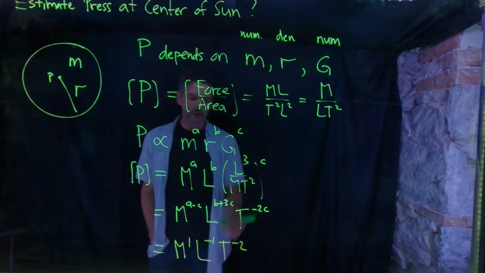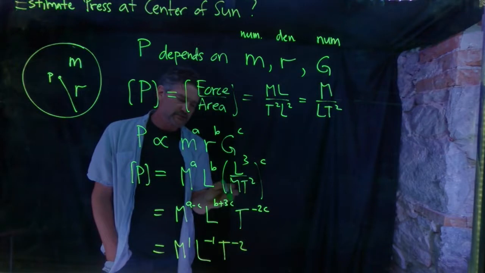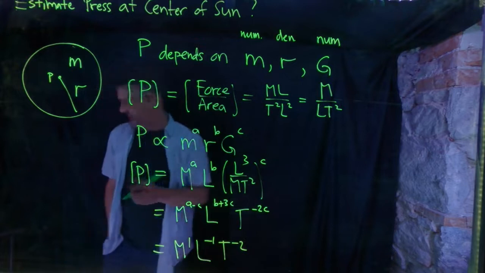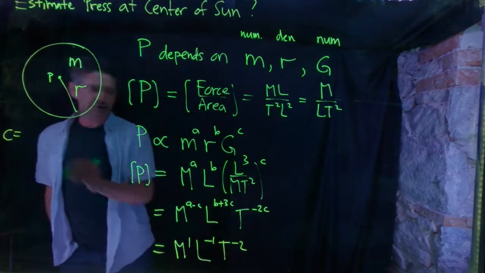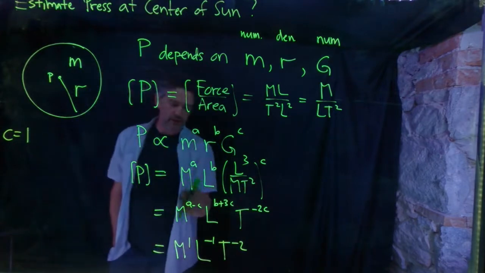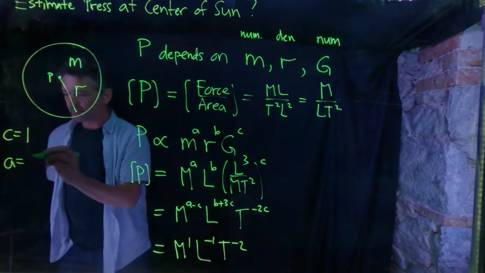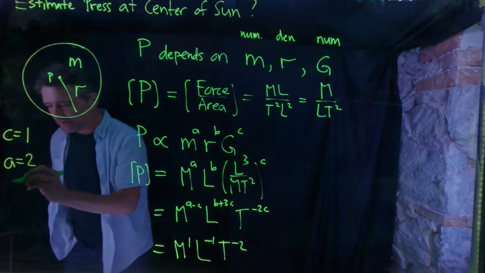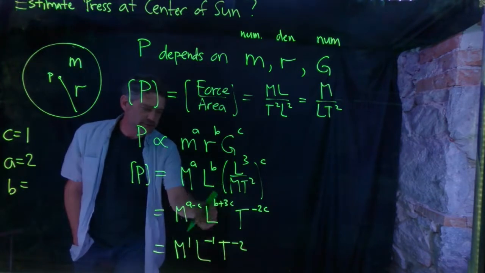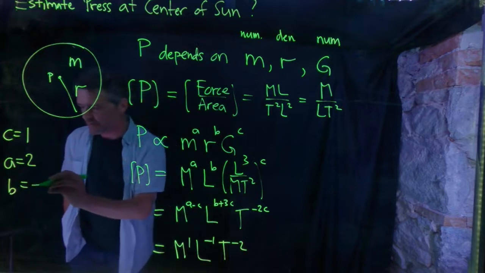And so then you have 3 equations and 3 unknowns. It must be true that a minus c is 1, b plus 3c is minus 1, and minus 2c is minus 2. So this is really easy to solve for. Immediately we can read off, well, minus 2c is minus 2, so c is equal to 1. And then if c is equal to 1, we have a minus 1 is equal to 1. And so a is equal to 2. And then b, there's a length minus 1 there, so b is going to be minus 1 minus 3c, which is minus 4.